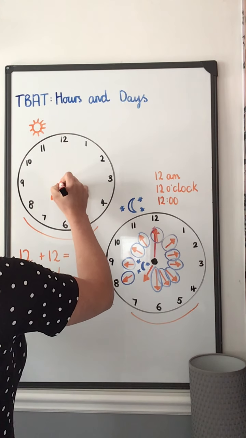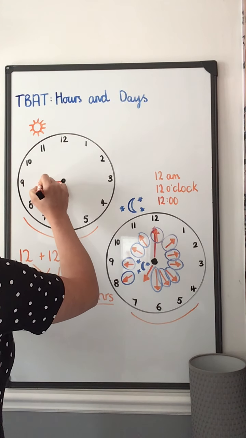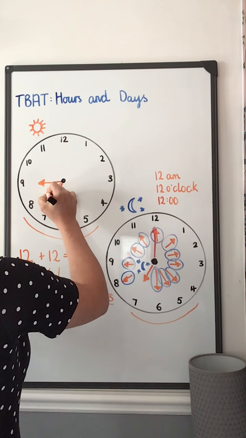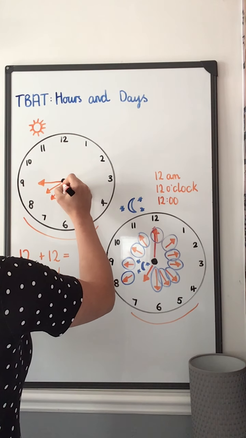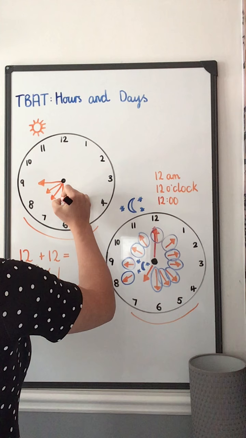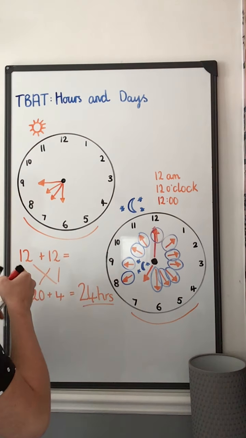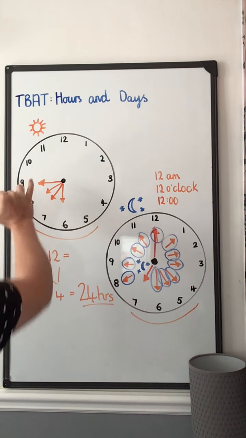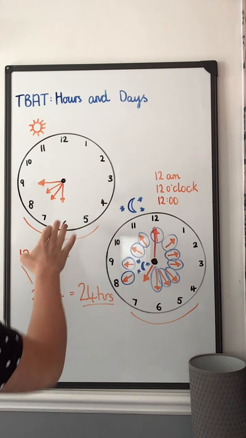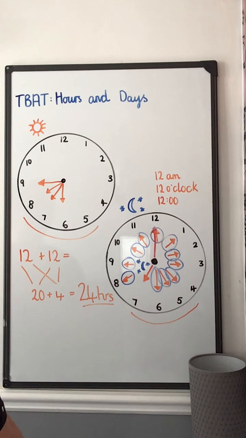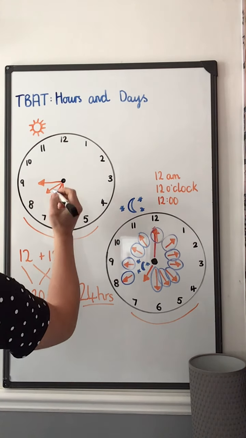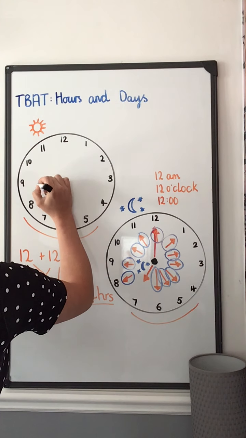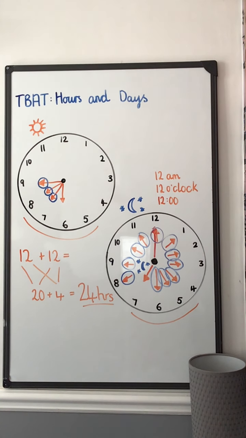You go to school at 9 o'clock. You woke up at 6 o'clock and your daytime has started. If you woke up at 6 o'clock and you started school at 9 o'clock, how many hours did you have from waking up to going to school? 1, 2, 3. 3 hours you were at home.